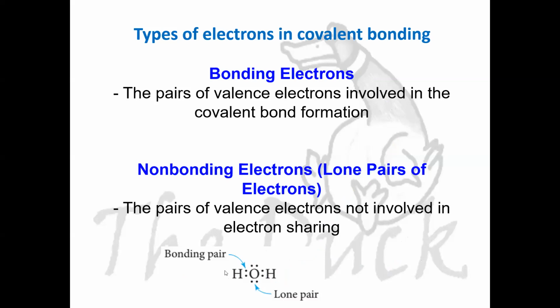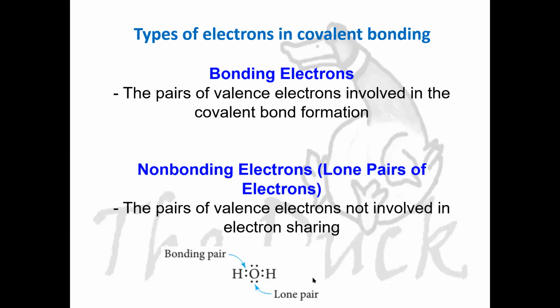Now in water, we can say that water has 2 pairs of non-bonding electrons. This is 1 pair, this is 1 pair. And it has another pair of bonding electrons that bonds it with hydrogen. So that is how we get our bonding electrons and the non-bonding electrons. The non-bonding electrons are also referred to as lone pairs of electrons.